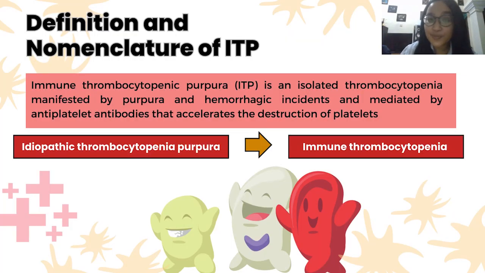First of all, let me introduce myself. My name is Rahel Manurung, with the last digits of my student ID 030. So in this video, I'm going to tell about the definitions and also the nomenclature of immune thrombocytopenia purpura.